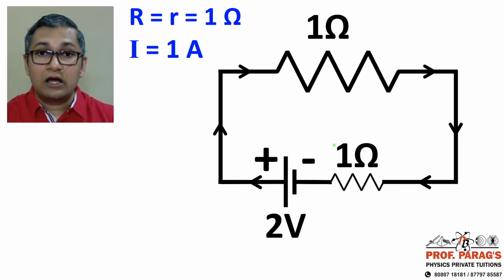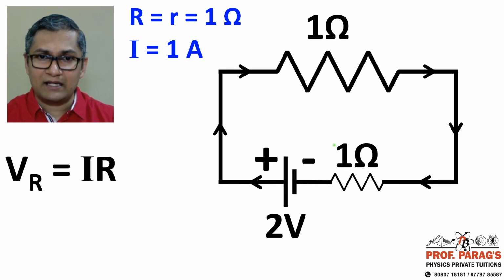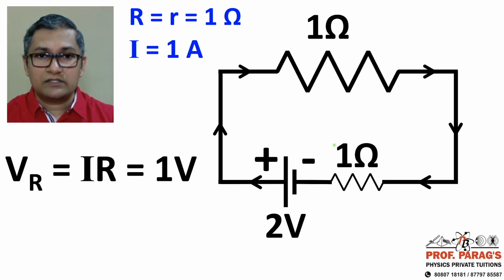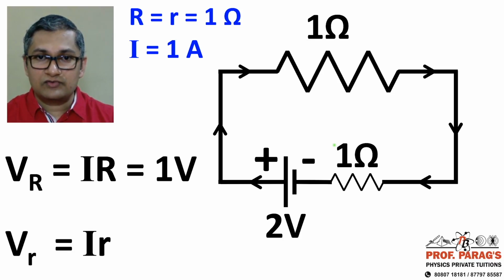Now, how much voltage is developed across the individual resistors? Let's find that out. Again, we can use Ohm's law. V across the capital R is I into capital R, which is 1 ampere into 1 ohm, giving me 1 volt. And the exact same thing for the small r: V across the small r, the loss, is again 1 ampere into 1 ohm, which is again 1 volt.